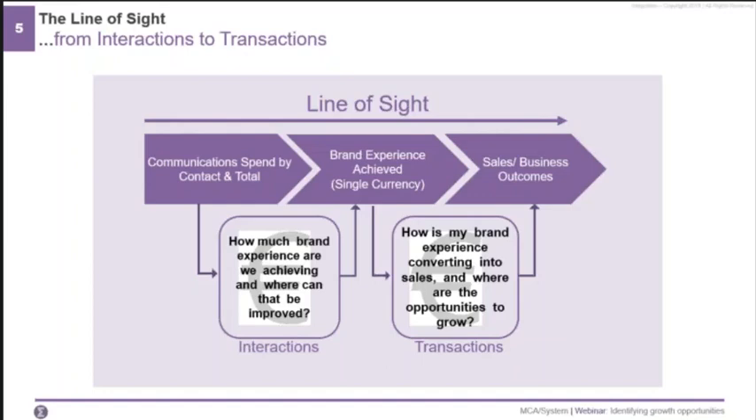So fundamentally, that allows us to see two ratios, the interaction ratio and the transaction ratio. Number one, at the bottom there, is how much brand experience are we achieving and where can that be improved? And number two, how is my brand experience converting into sales and where are the opportunities to grow? So it gives us two opportunities to look for growth.